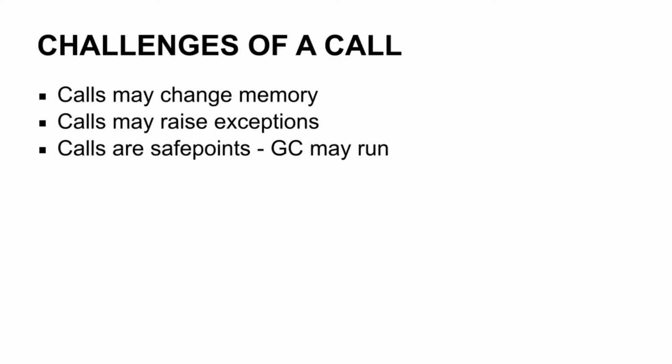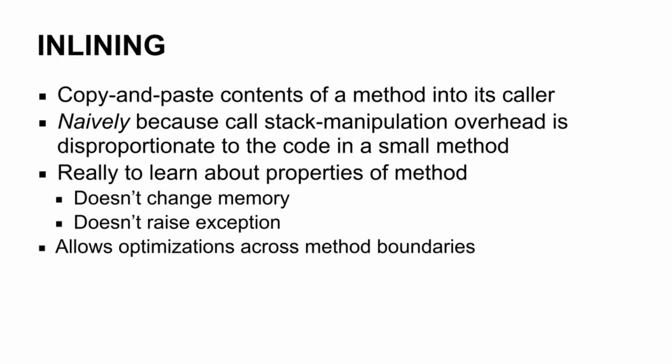Calls may raise exceptions, which means they're control flow, and control flow cannot be reordered by the compiler, so that makes it hard to move code around, which the optimizer would like to do. And calls are safe points, at least in HotSpot, which means they can cause the GC to run, and the garbage collector is free to relocate objects. So again, that would force the compiler to reload variables, which it would like to avoid. The solution in HotSpot is a technique called inlining. The idea of inlining is a simple one. We copy and paste the contents of a method into its caller.